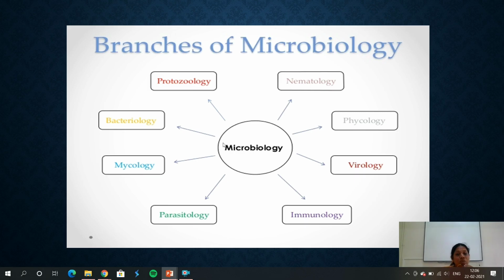Another important one is bacteriology, the study of bacteria. Third, the study of fungi, which we call mycology. The study of viruses we call virology. The study of parasites we call protozoology. In that we have two types, protozoology and nematology. And the last but not the least important one, clinical or applied microbiology, where we focus on the clinical aspects of our organisms and what diseases they tend to cause us.